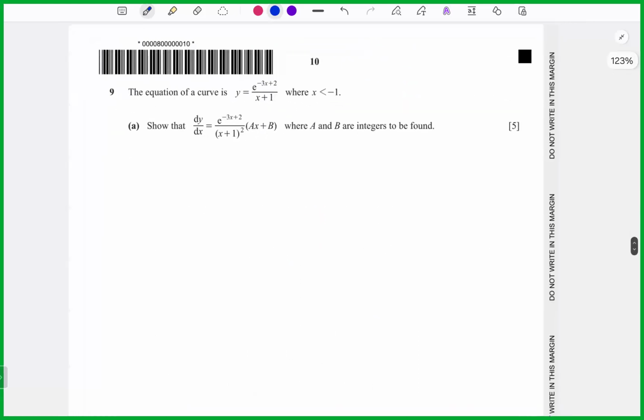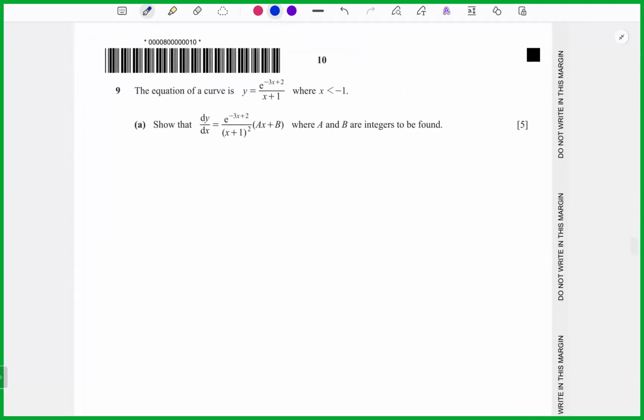Okay, let's go into the next question. Question 9. The equation of the curve is y equals e^(-3x + 2) over x + 1, where x is less than negative 1. Show that dy/dx equals e^(-3x + 2) over (x + 1) squared, times (ax + b), where a and b are to be found. So you see this question, it's called a rational function, right? So what rule do we need to apply? We need to apply the quotient rule. Remember the quotient rule.